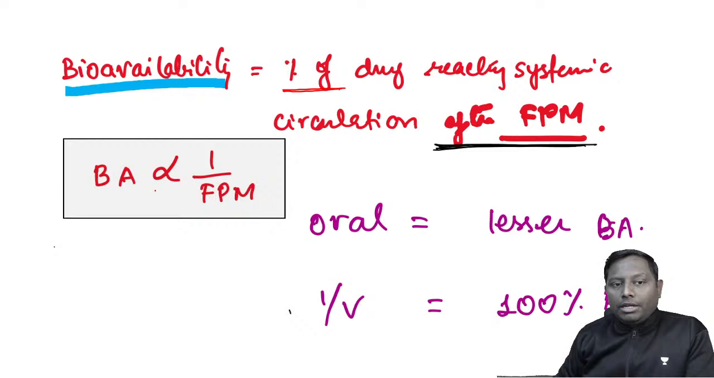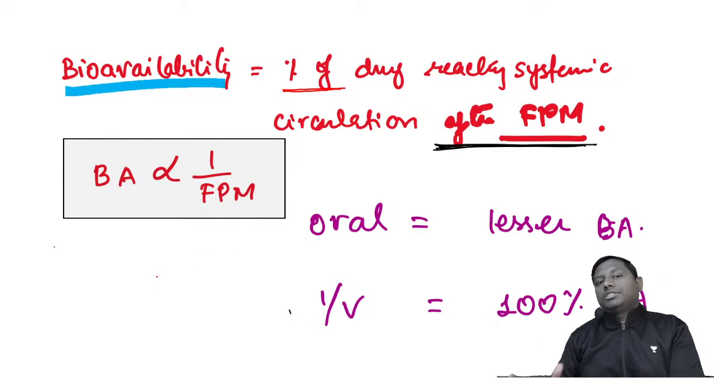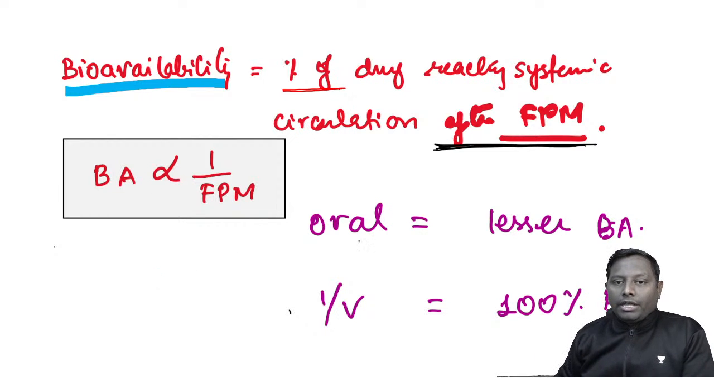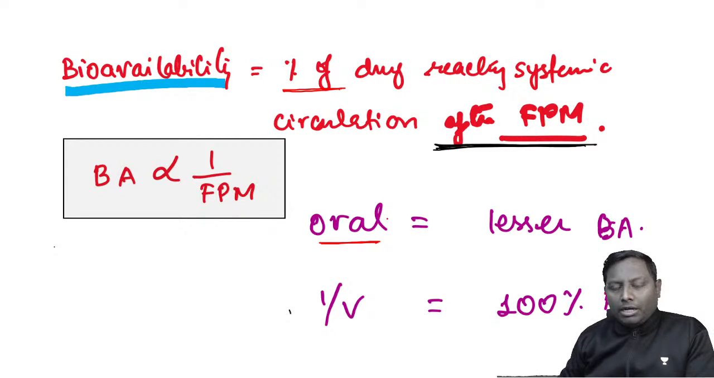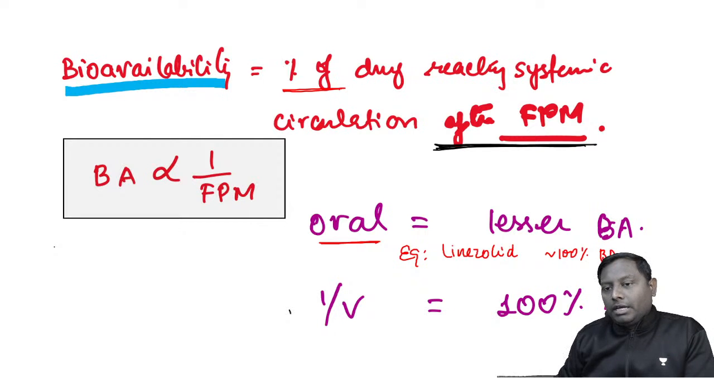Okay, so what is bioavailability? The amount of drug reaching the systemic circulation after first pass metabolism. Via the oral route, the bioavailability will always be less than 100%. It will never be 100%. There are certain drugs in which bioavailability can be close to 100%, not 100% even. An example of a drug that can have close to 100% is linezolid. Linezolid can have nearly 100%, but rest assured it will never be 100%. It can be 98, 95, 99, but never 100%. IV is the only route that has 100% bioavailability.